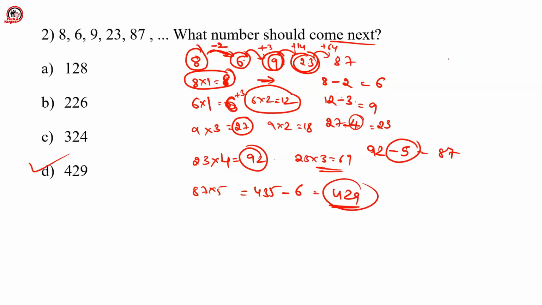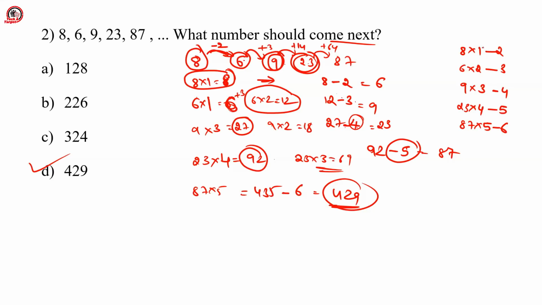So basically how it is happening. Firstly, we'll multiply it with 1, then subtract 2. Then we will multiply it with 2, subtract 3. Then the number is 9. So we'll multiply it with 3. Then we will subtract 4. Then the number is 23. We'll multiply it with 4. Then we'll subtract 5. Then the number is 87. We will multiply it with 5. Then we will subtract 6, right?